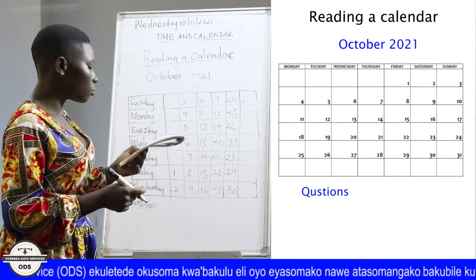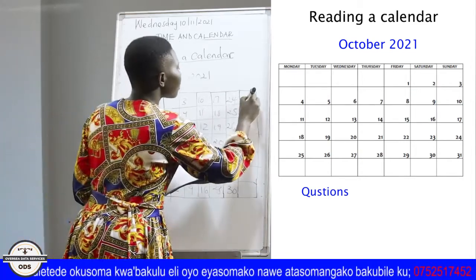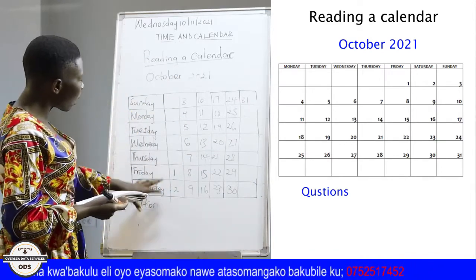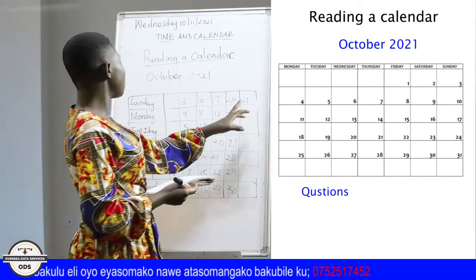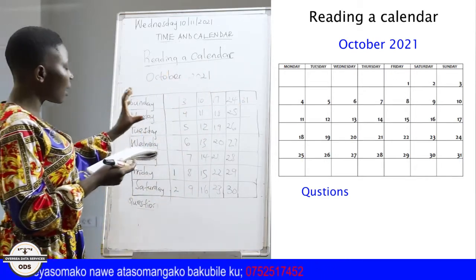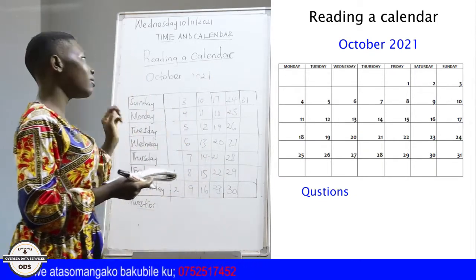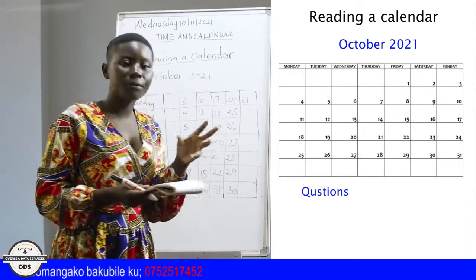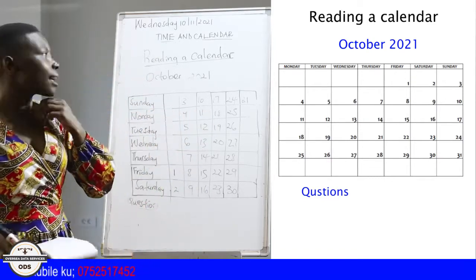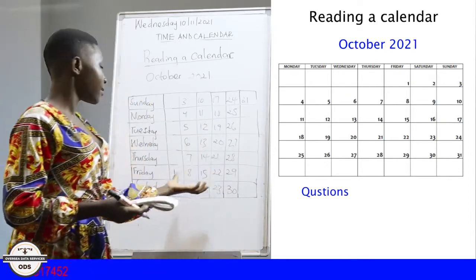And our second question is, how many days does this month have? Of course, when someone asks you how many days this month has, you count and you realize that this month has 31 days. When they are asking about the days, you say 31 days. When they are asking you about the date, differentiate between the date and the days. The days are the days of the week. Then the dates.